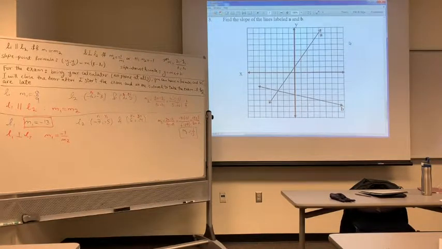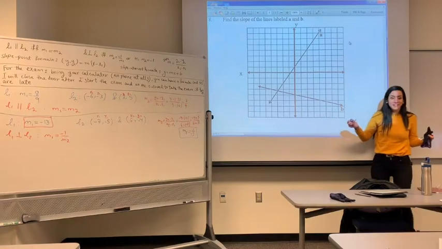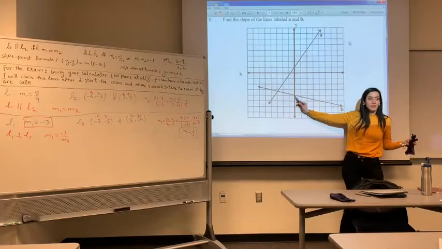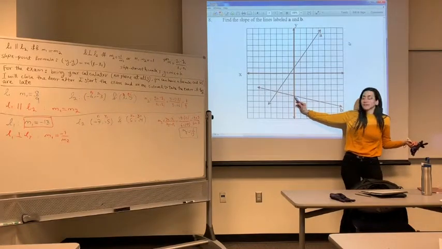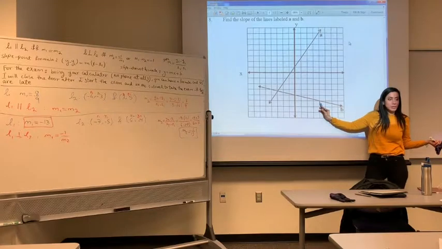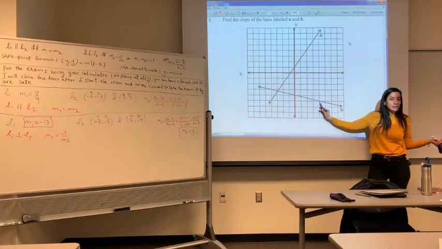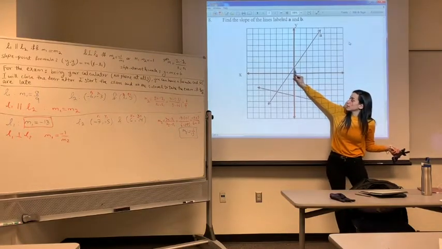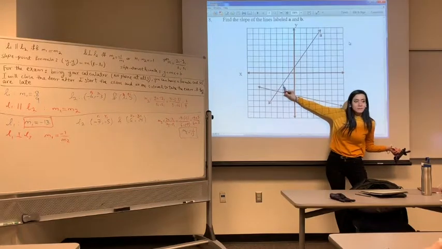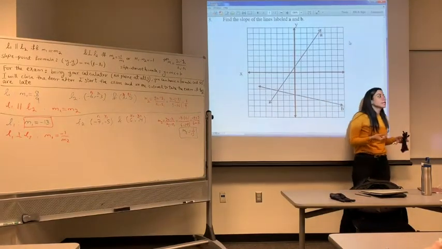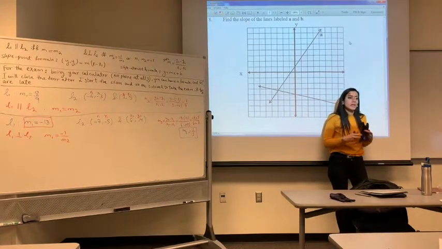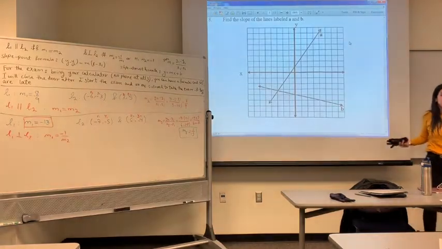For line B also, you are able to use, you know what points I prefer? For example, for this line, this is a good point, right? And then this one is also a good point. And for this one, this is a good point, and maybe this one. So choose the easiest points, and as long as you have 2 points for each line, you are able to find the slope for that specific line.